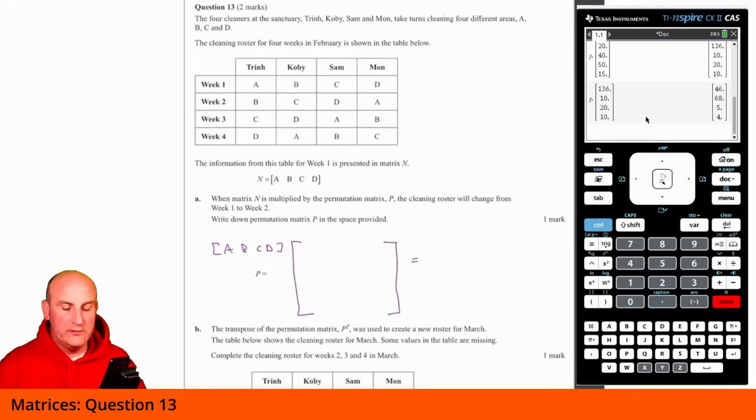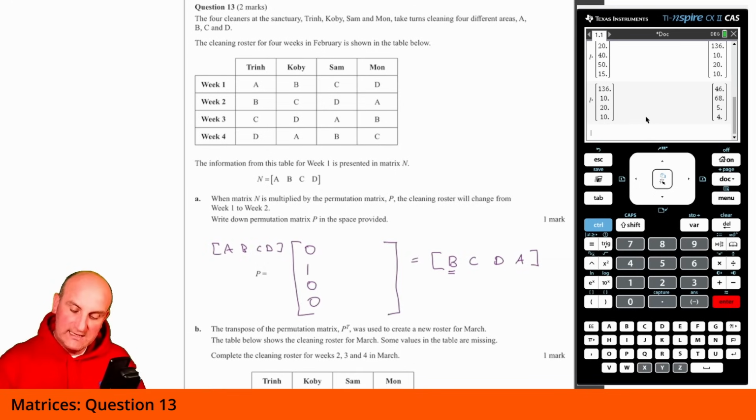What did it say? Cleaning roster change from week 1 to week 2. So we're looking to see what happens to get that to change to B, C, D, A. Now, again, there are lots of ways of doing this, but what I'm saying is A has moved to my last position here. So where's that going to go? Well, let's start with B. B is here. It's moved to my first, and here it's my second. So I basically want that to be a 1 there. I want it to be in my second position down. So that's 0, 0, 0, 0. That's got to be there.